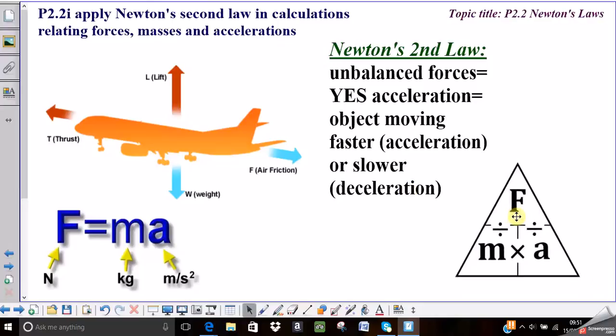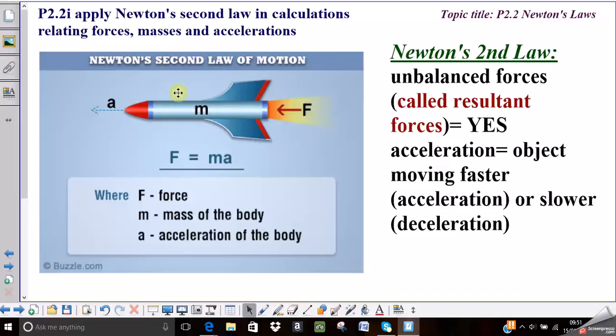If you need to put the law in a triangle, the force will go on the top of the triangle and mass and acceleration will go on the bottom. If I'm looking for mass, that's going to be force divided by acceleration. If I'm looking for acceleration, it's going to be force divided by mass. And if I'm looking for force, it's going to be mass times acceleration.